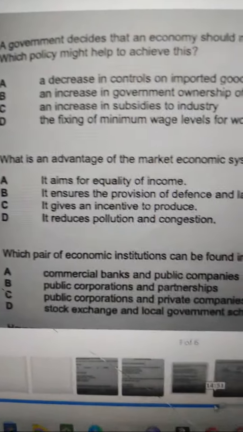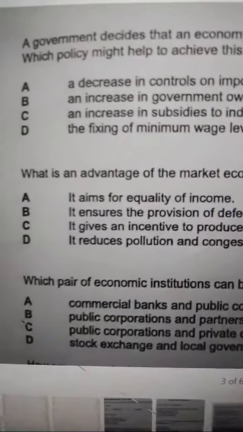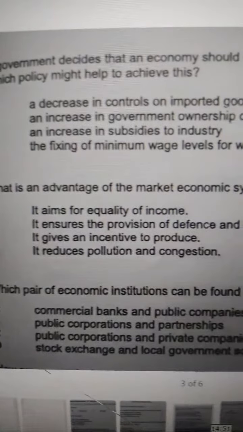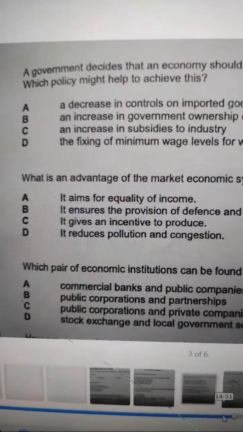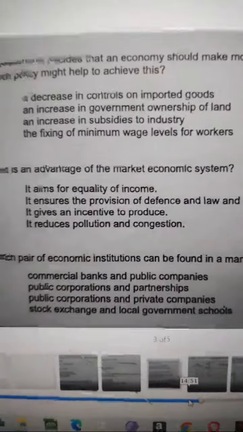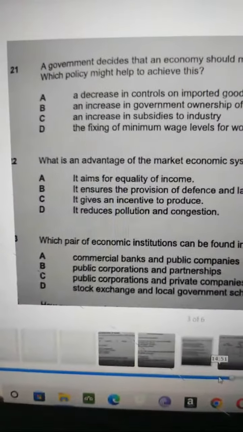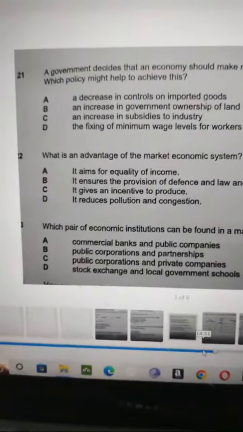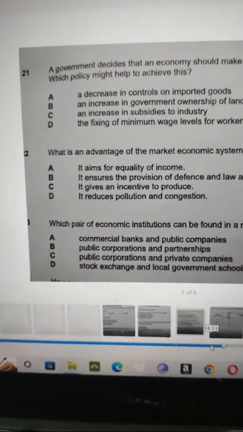C is the correct answer because in a market economic system, there is freedom of choice for the consumers, freedom of choice for the producers as well. It reduces pollution and congestion. This will never happen in the market economy or in the market economic system because they are looking for profit maximization. Next question.